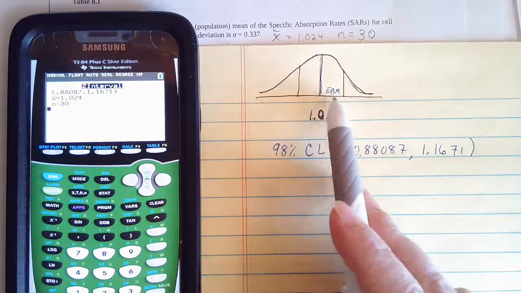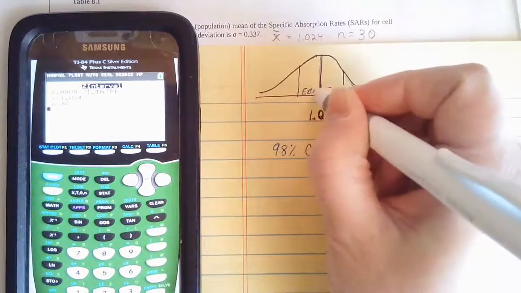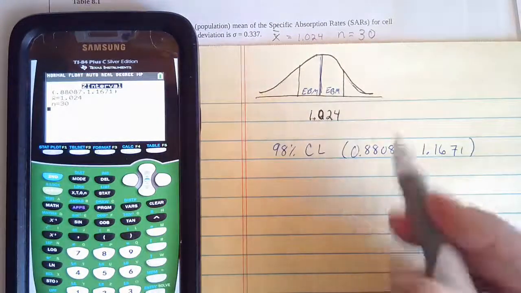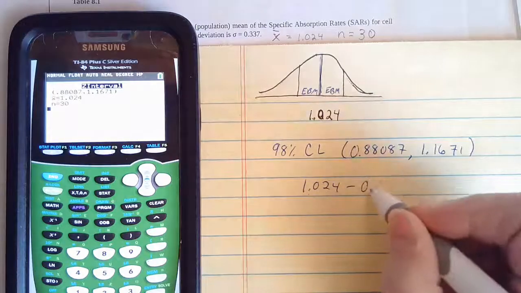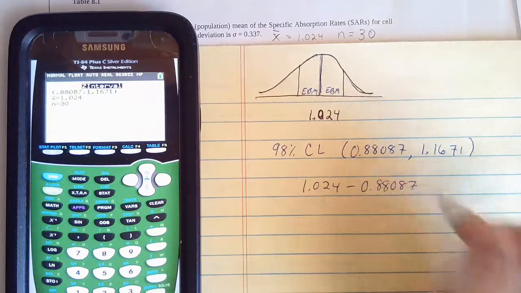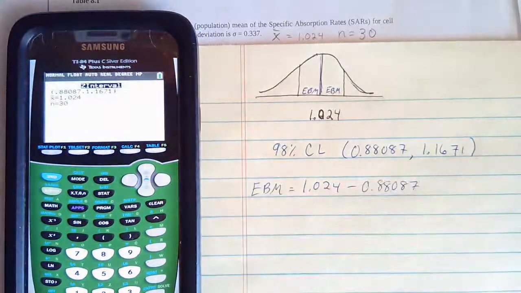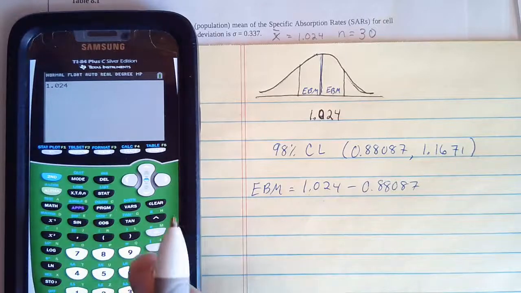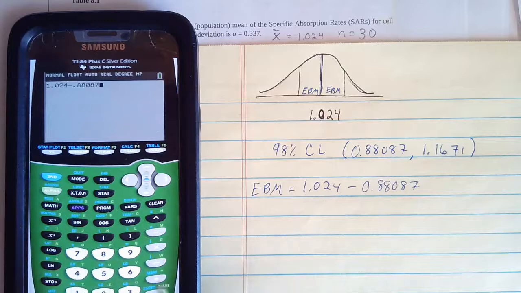So if I just take my point estimate of 1.024 and I subtract 0.88087, then that's going to tell me my EBM. So if I do 1.024 and subtract 0.88087, that tells me the EBM is 0.14318.